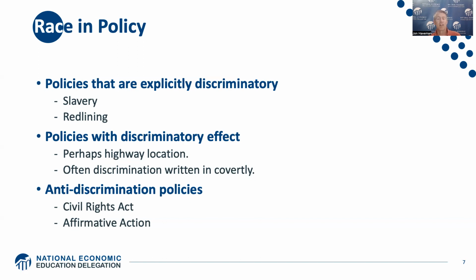I think it was probably the 405, but when it was put in, initially, the family had to move, and now that it's being widened, the family had to move again. And these highways generally go through low income and minority neighborhoods. Because, of course, the high income white neighborhoods would rather they not go through their neighborhoods, right? So, often discrimination is written in covertly. The law ends up being written in a way that is intended to allow for discrimination, but not exactly explicitly. And then, as I mentioned, the anti-discrimination policies, Civil Rights Act, and affirmative action.